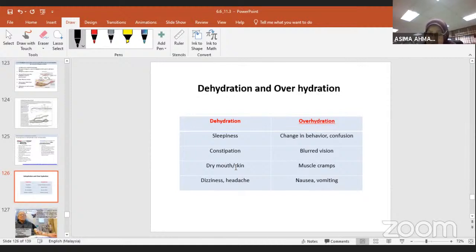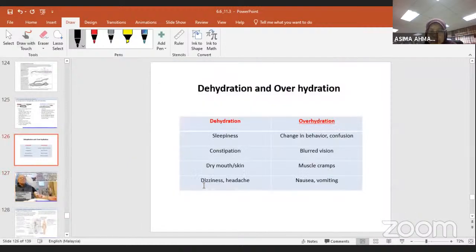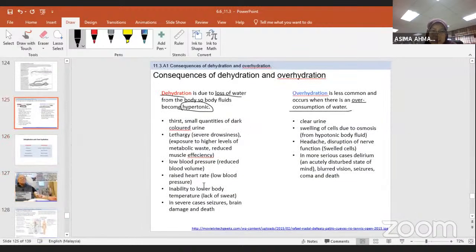And then dry mouth or skin, this is another indicator. Alright, and dizziness, headache for dehydration. Overhydration, change in behavior, confusion, because tadi ada interruption to the nerve function. Alright, blurred vision, muscle cramps, nausea, and vomiting. Alright, so these are all the consequences. Okay, done lah. So tak adalah ni, because this one like state only.